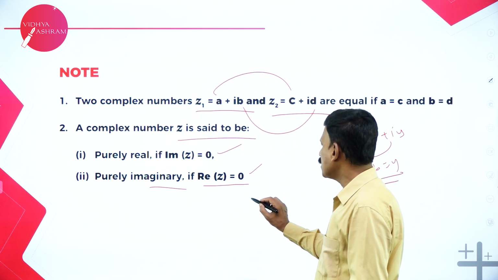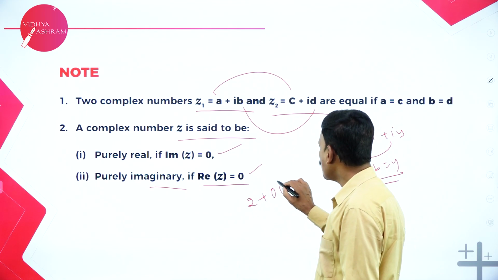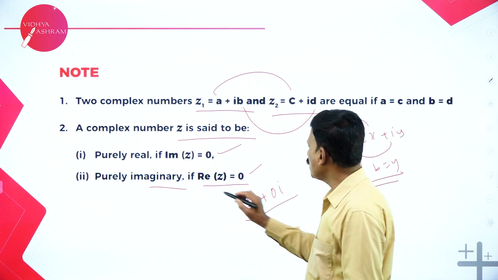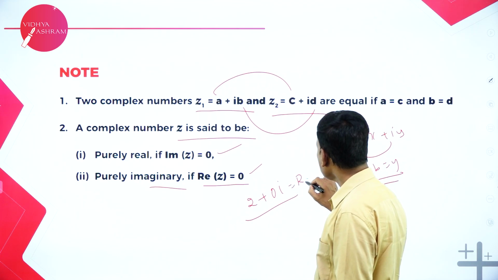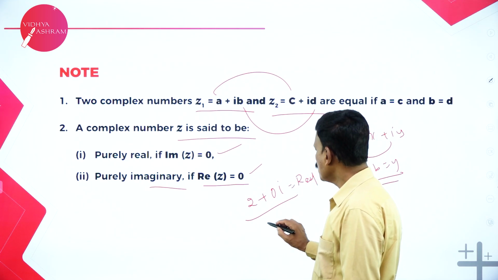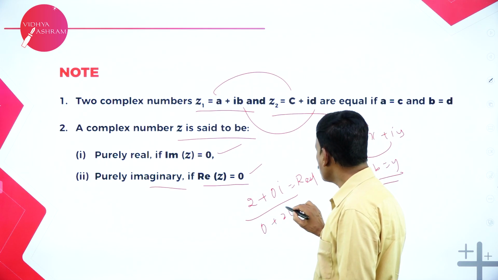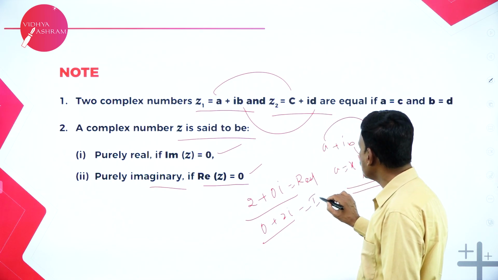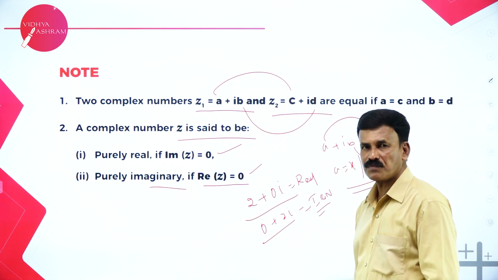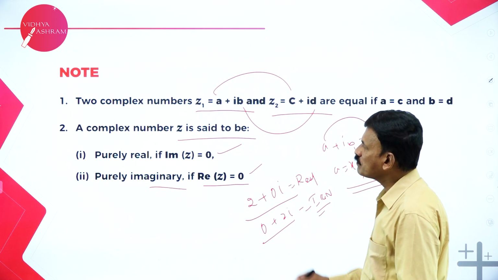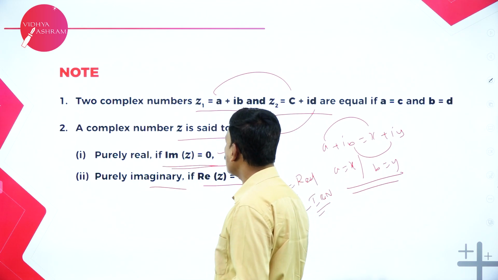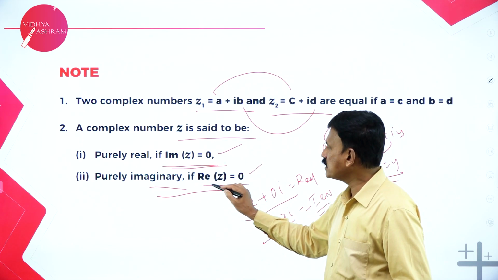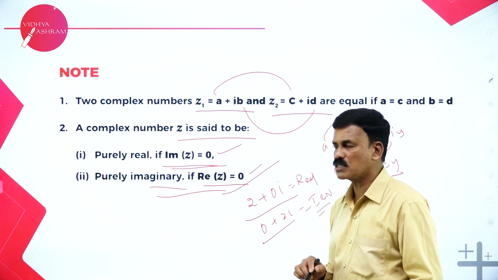Now let us take, for example, 2 plus 0i. Here the imaginary part is 0, therefore this is called a purely real complex number. Suppose I write 0 plus 2i, here the real part is 0, so this is called a purely imaginary complex number. So if the real part is 0, then it is called purely imaginary. Purely real means the imaginary part is 0. Purely imaginary means the real part of the complex number Z is equal to 0.